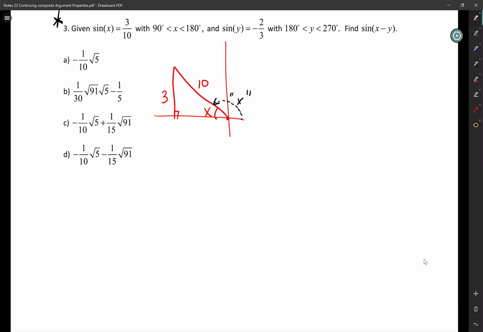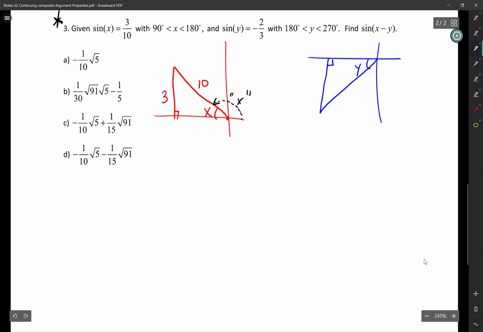And then they tell me that angle y is between 180 and 270. So 180 and 270, that is quadrant 3. So I exaggerate quadrant 3, and then this is the angle, so put y right there. There's a negative, group the negative with the y value, never the hypotenuse. The hypotenuse is never negative. -2 and a 3.